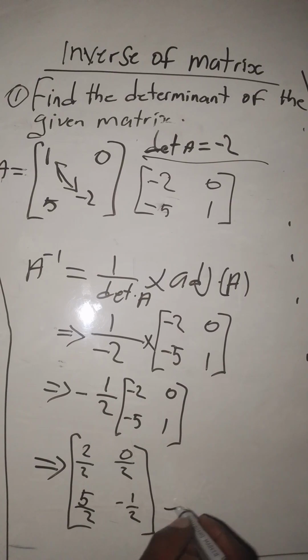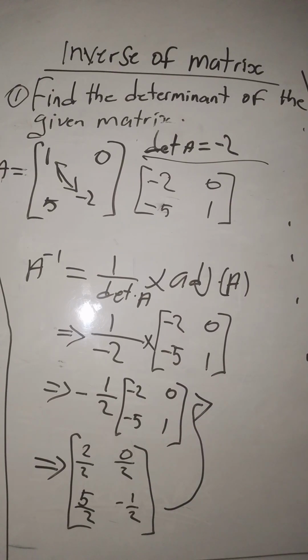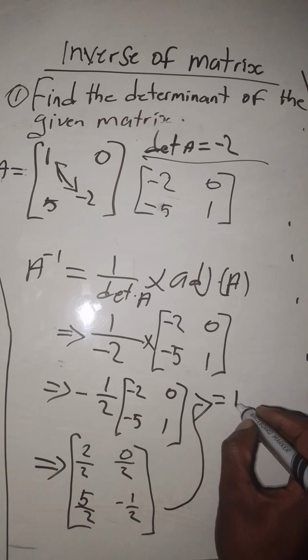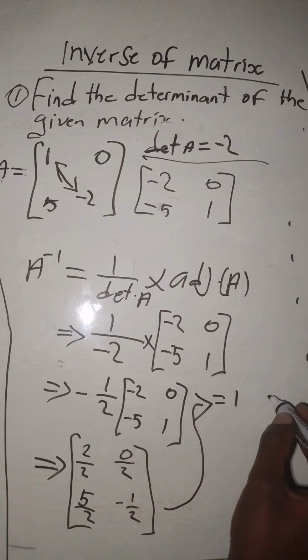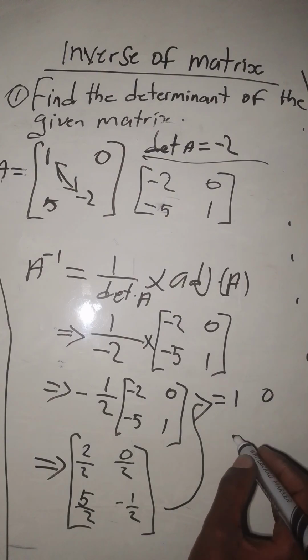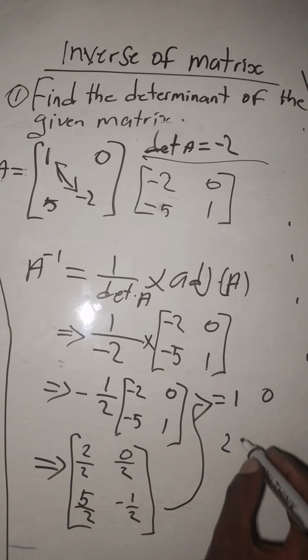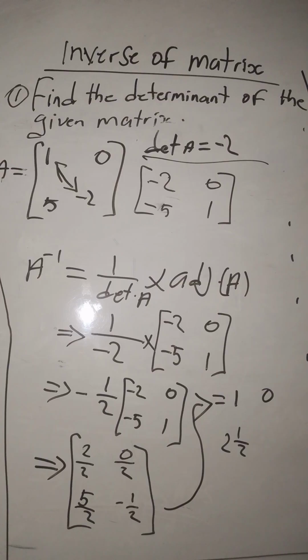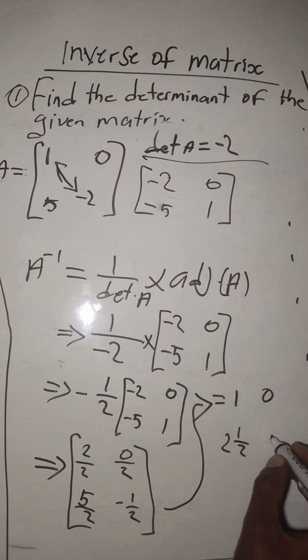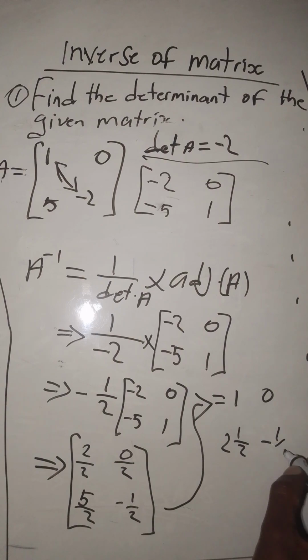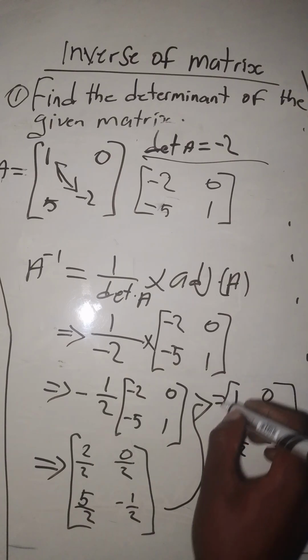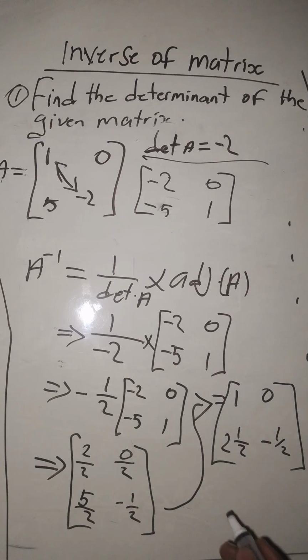Let's bring it here. Let's divide there. We have 1. There we have 0. How many times can 2 go into 5? It is 2, remainder 1 over 2. Then there we have negative half. So this is our inverse matrix.